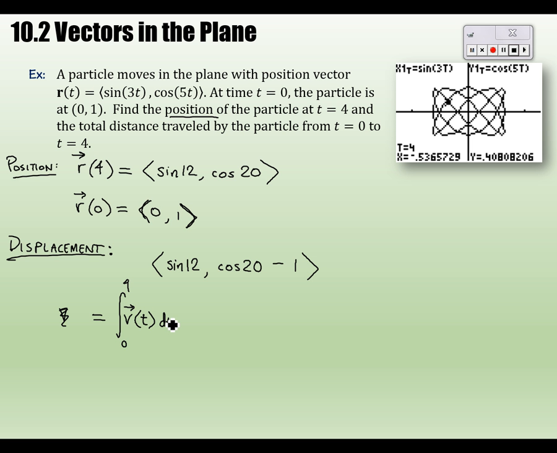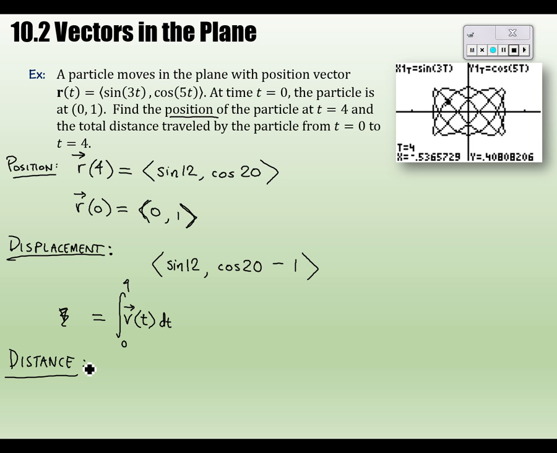Oh, did I write something wrong? The particle is at t. Find the position of the particle at t equals 4. It's asking total distance, and what we found is displacement. You're right. I did find the displacement, though. I just read the question wrong. This is the position. This is the displacement. It did ask for the distance instead. All right, I'm sorry.